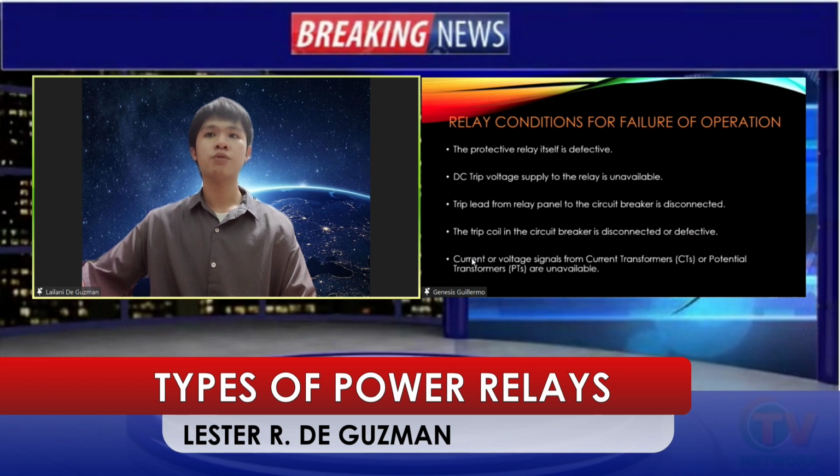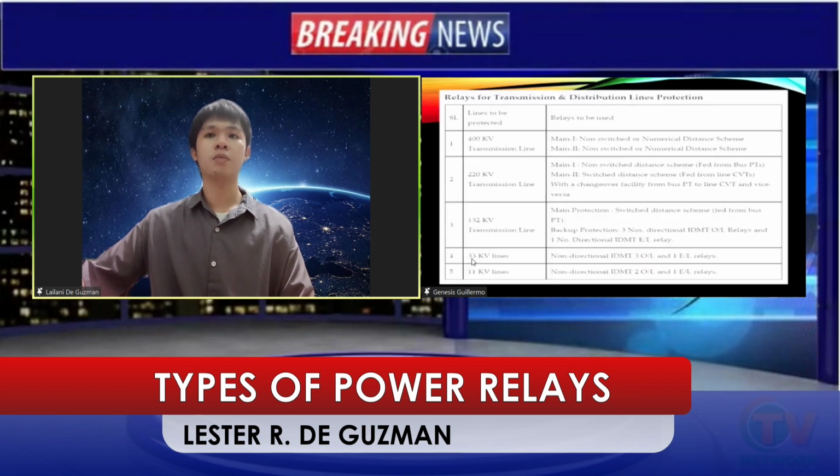These are the conditions for failure of a relay. First one is the protective relay itself is defective, or DC trip voltage supply to the relay is unavailable. The trip lead from relay panel to the circuit breaker is disconnected. The trip coil in the circuit breaker is disconnected or defective. Or lastly, current or voltage signals from current transformers and potential transformers are unavailable.